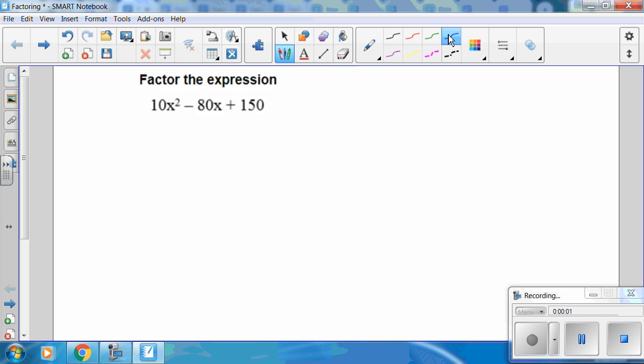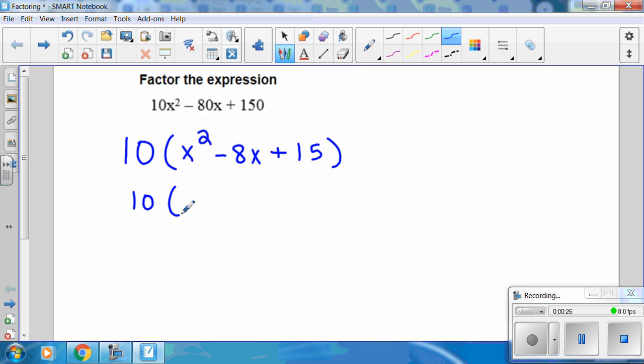Okay, we always look for a greatest common factor to divide out. I believe we can divide out a 10 from all three terms. So I'm going to have 10 here. And 10 times what gives us 10x squared, which is x squared. 10 times what gives us negative 80x? That's going to be negative 8x. And 10 times what gives us 150? Well, that's 15. So then I bring down the 10.